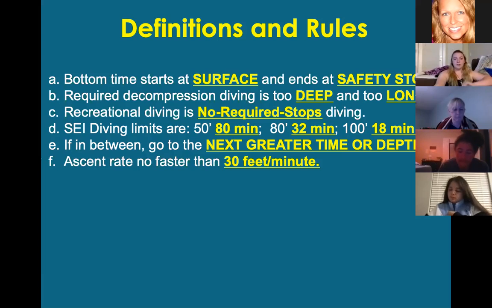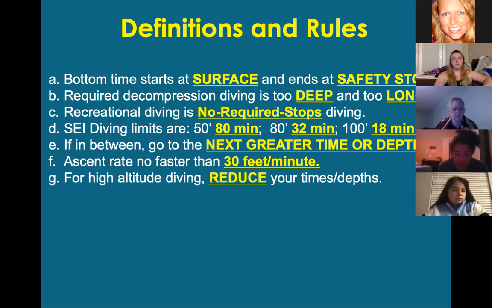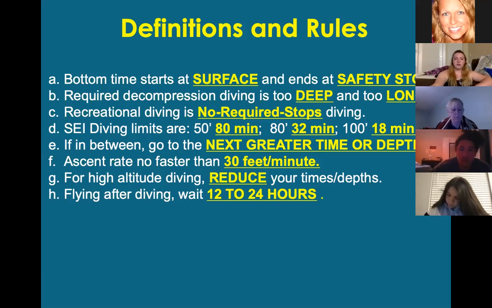So ascent rate should be no faster than 30 feet per minute, which is about hand over hand. So when you're ascending, it should be hand over hand. If you're on a line, hand to hand up that line. For high altitude diving, you're going to reduce your times and depth. That's because of nitrogen again. You want to make sure that the nitrogen load in your body isn't too much to handle at the altitude that you're at. So flying after diving, we talked about this earlier, you're going to wait 12 to 24 hours.